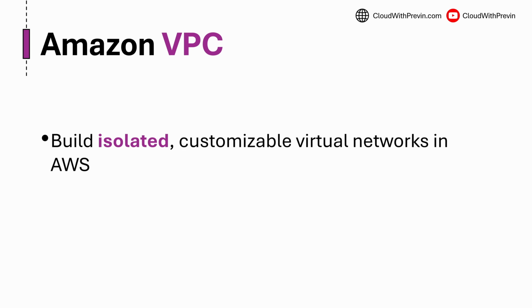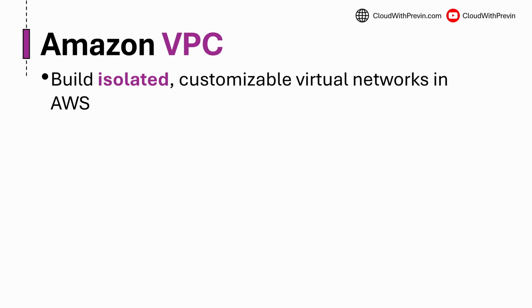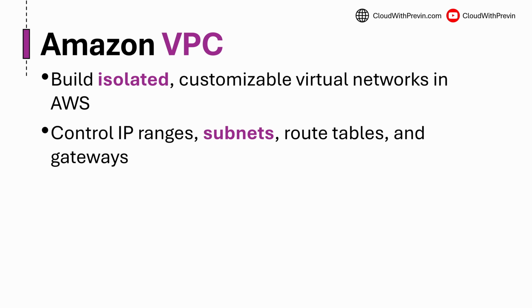It is very important that you understand what a VPC is. A VPC is your own private network in AWS. It allows you to build a virtual network. You define the CIDR block and split it into subnets for application, databases, or services. Route tables and gateways decide how the packets move between them or out to the internet.